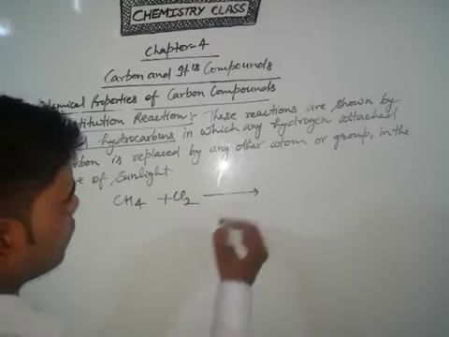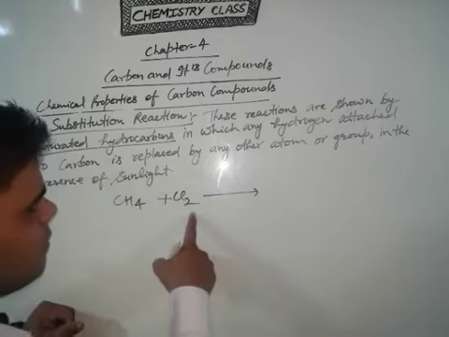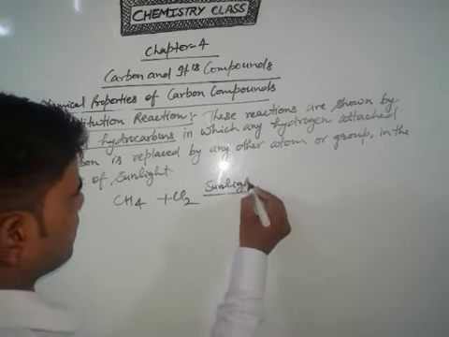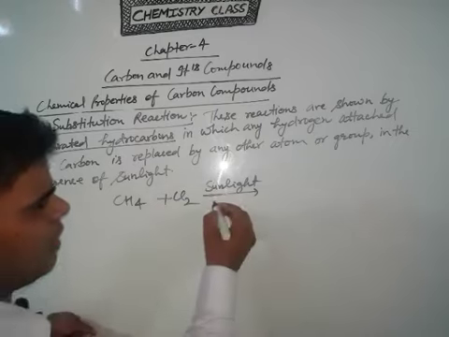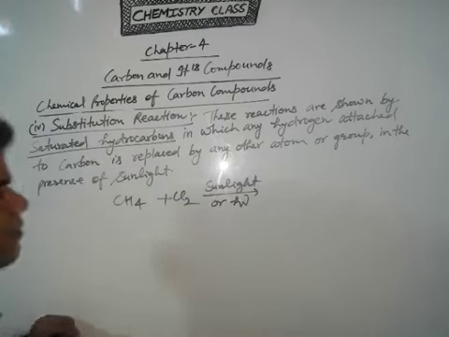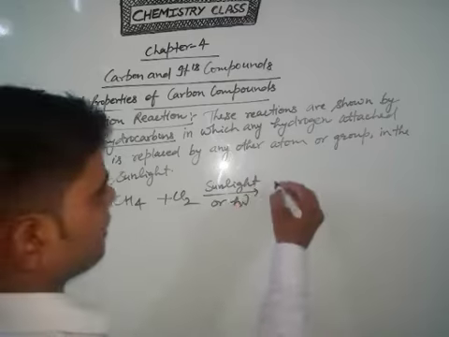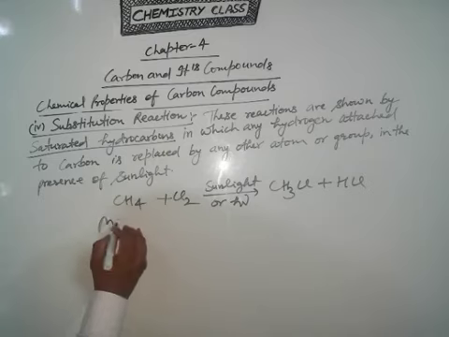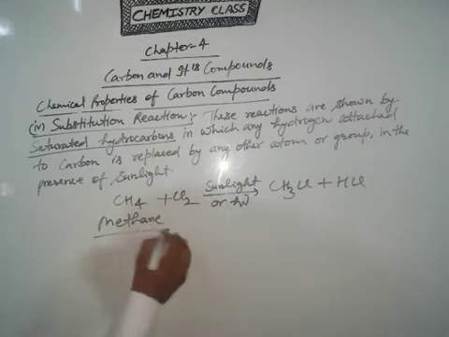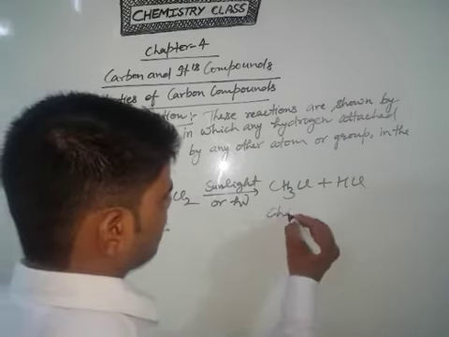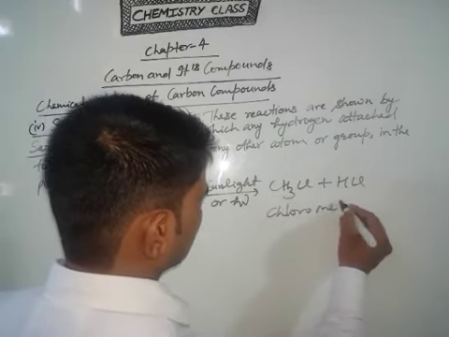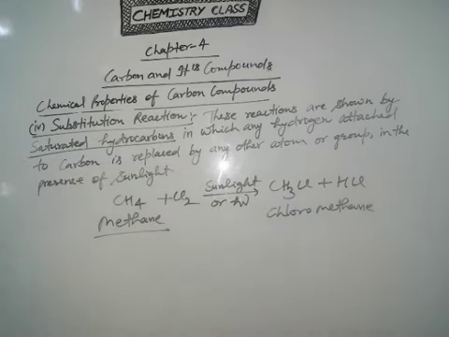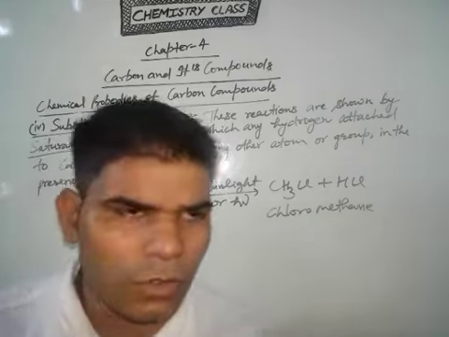If you react this with Cl2 in the presence of sunlight, students, remember, you can simply write sunlight or h nu. This is the symbol of sunlight. So it will give CH3Cl and HCl. The name of this compound is methane and the name of this compound is chloromethane. Clear? So with the help of the substitution reaction you can easily prepare chloromethane.